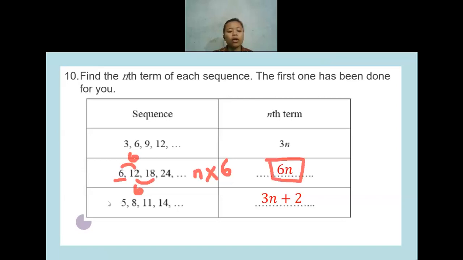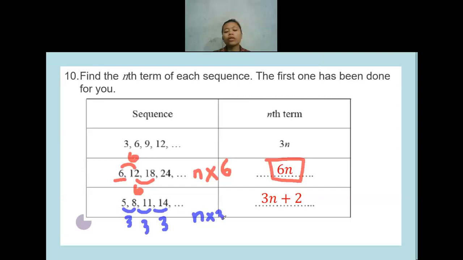For question 10, we have 5, 8, 11, 14. We find the difference: from 5 to 8, we plus 3. From 8 to 11, we plus 3. From 11 to 14, we plus 3. It means the term-to-term rule is add 3. So the letter n, we will multiply with the term-to-term rule, which is 3.